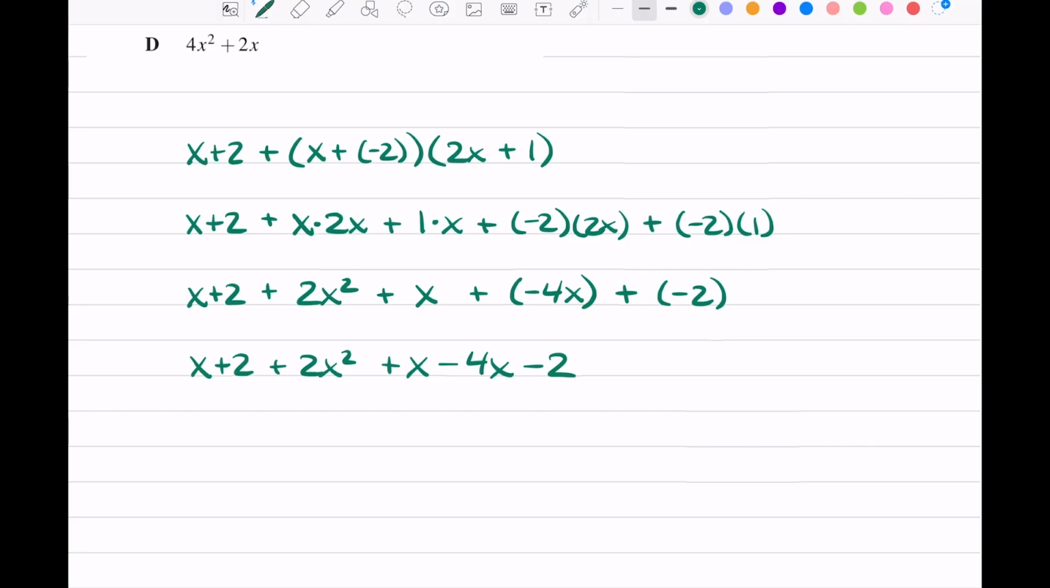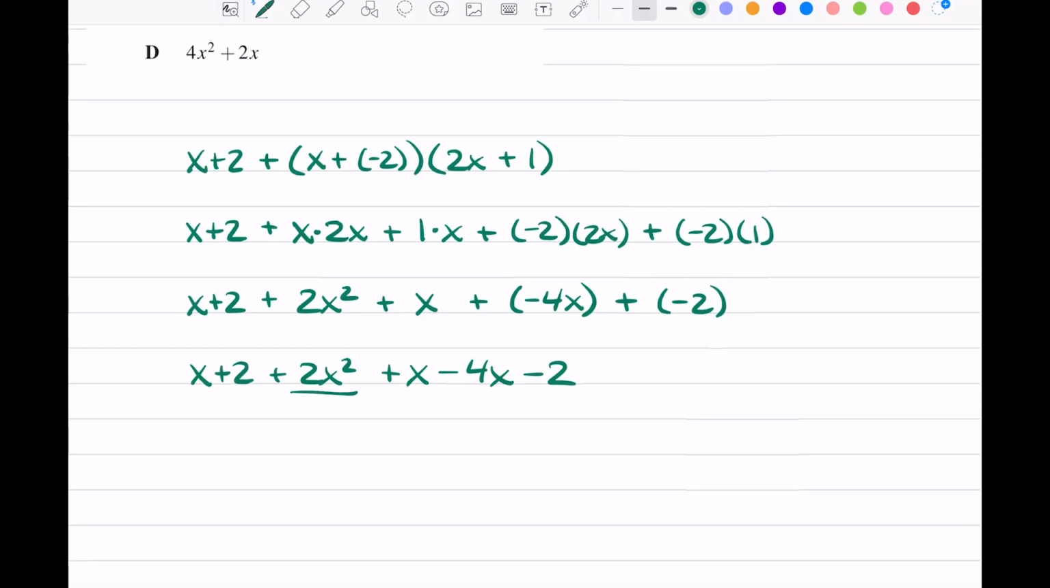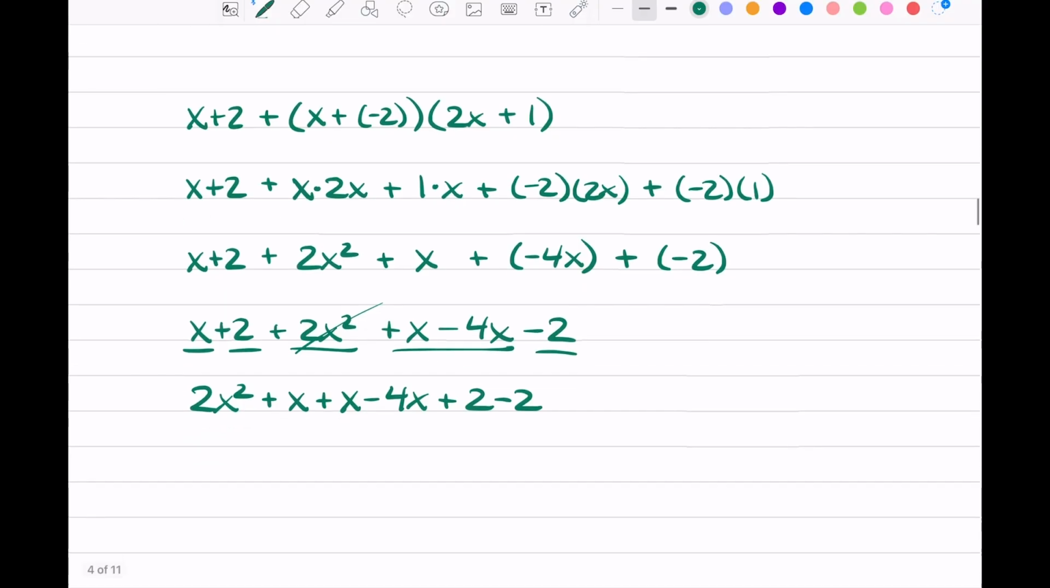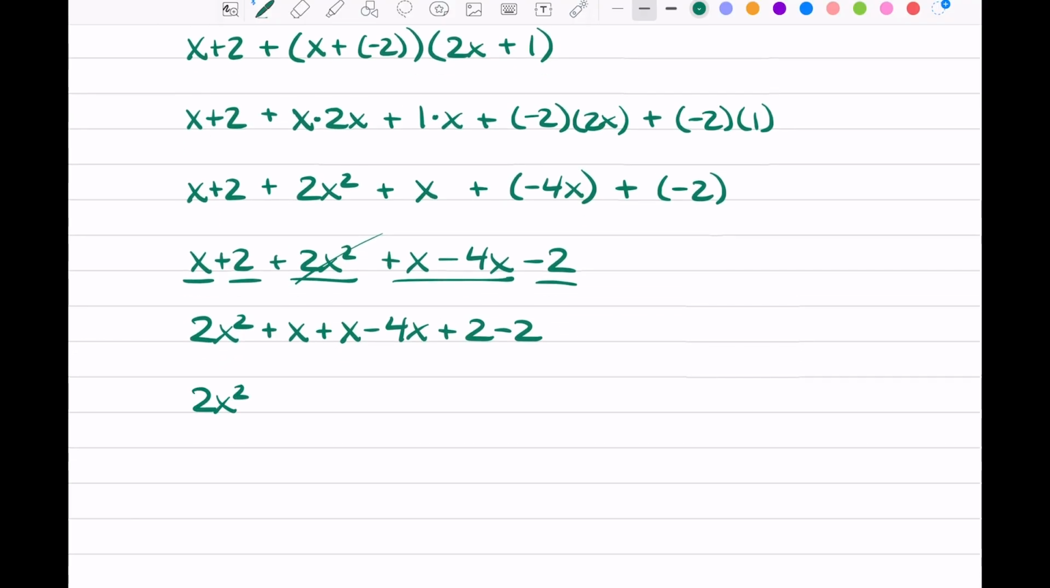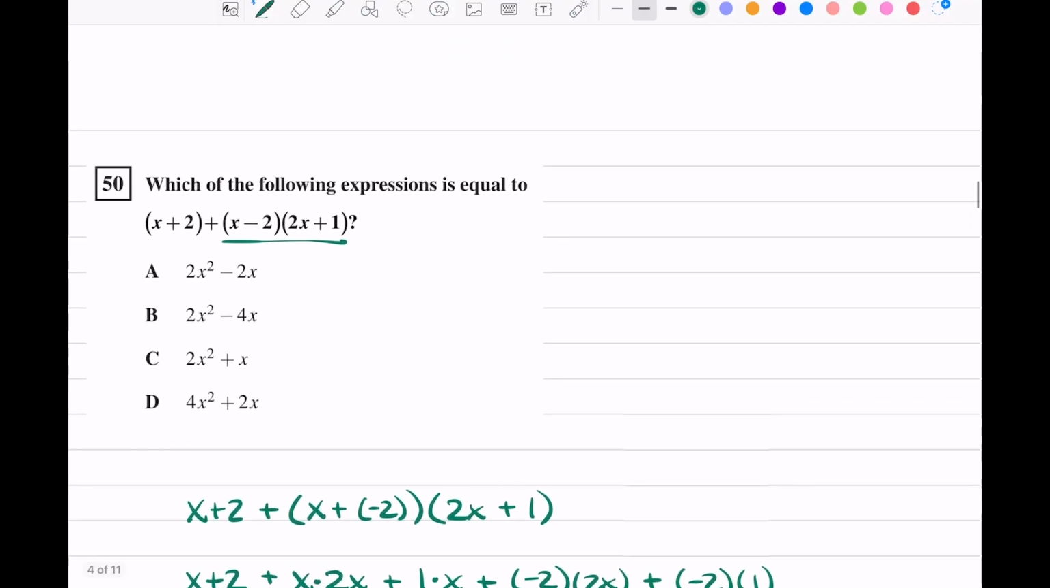So we'll need to group our similar pieces together. We have an x squared piece. We have some x's. And we have some constants. x plus x gives us 2x, minus 4 gives us negative 2x, and 2 minus 2 gives us 0. So this is our final answer, 2x squared minus 2x. And looking at our answer choices, that is option A.